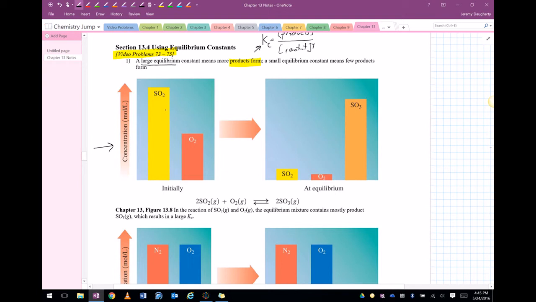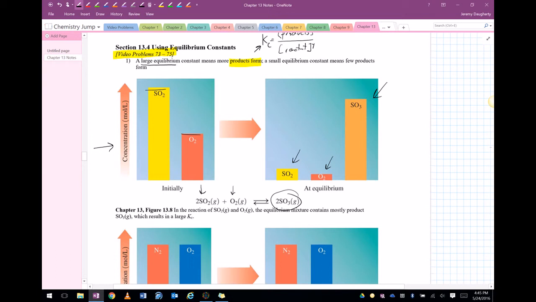All right. So take a look at this first graph here. We start out with sulfur dioxide and oxygen. Notice that the graph for sulfur dioxide is twice as large as the graph for oxygen. That's because it's a 2-to-1 ratio, so we have a perfect stoichiometric ratio here. Now, when those two react, I form mostly sulfur trioxide over here on the product side. You can see I have mostly sulfur trioxide, very small amounts of sulfur dioxide and oxygen.